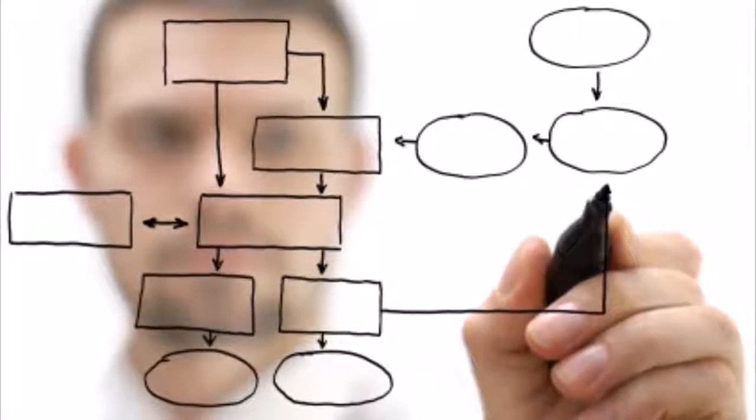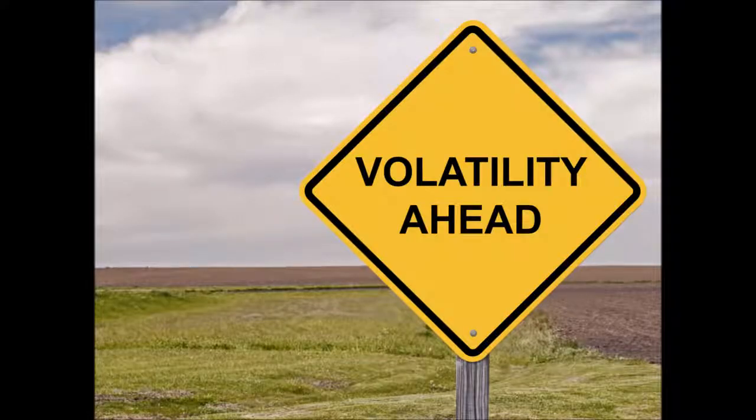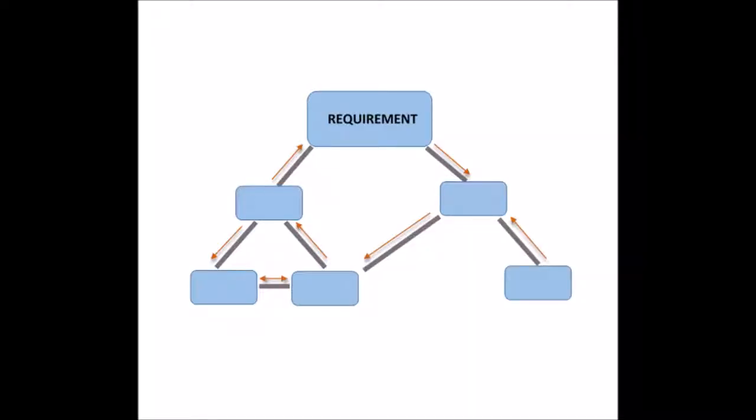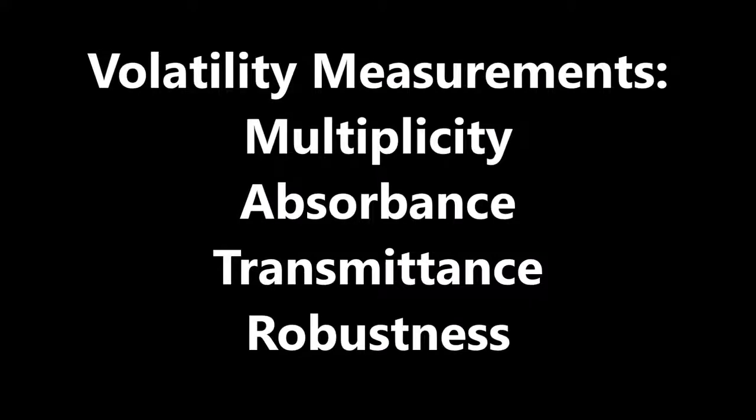This project aims to assign volatility measurements to each requirement, thereby allowing engineers and designers extended understanding of the relationship between requirements and their tendency to affect the entire system design. Volatility will be calculated using the four measurements during every instance of change: multiplicity, absorbance, transmittance, and robustness.